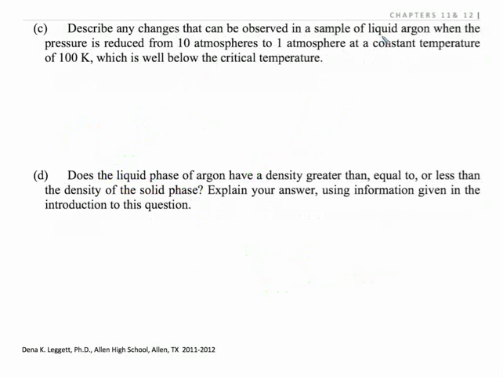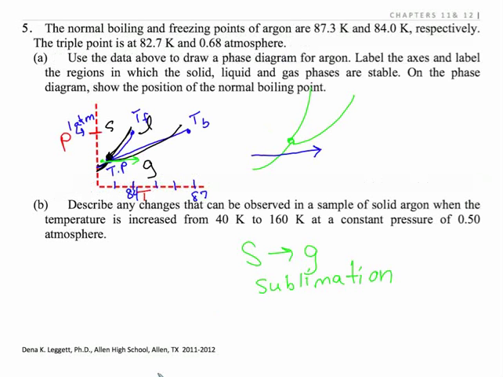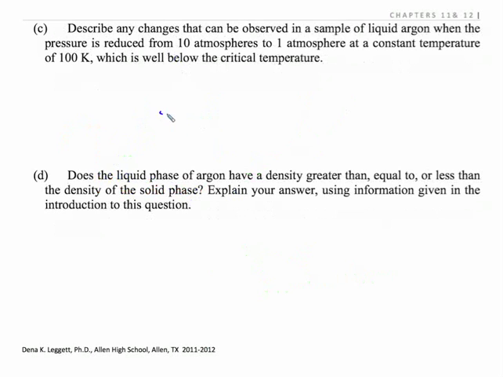Now, describe any changes when you take liquid argon from 10 atmospheres to 1 atmosphere at a constant temperature of 100 Kelvin. So now we're way out here at 100 Kelvin, and we're going from 10 atmospheres down below. So we're going to be definitely in the liquid phase. So in this one, we're taking liquid, and we're going to the vapor phase, and that's called vaporization.